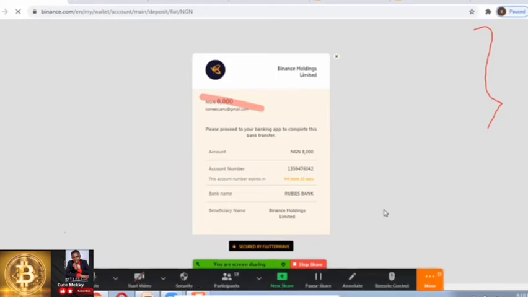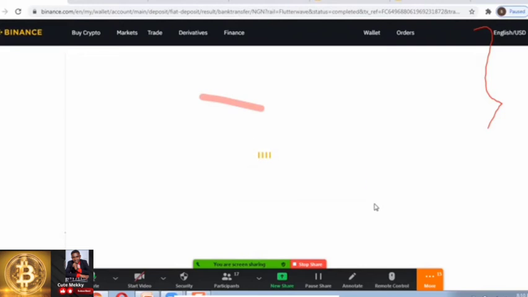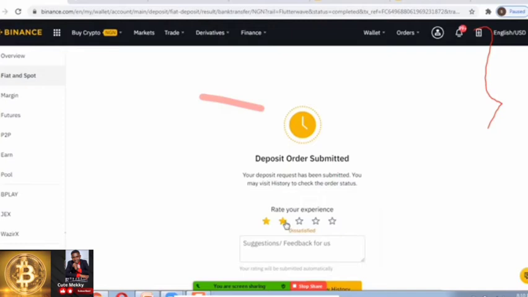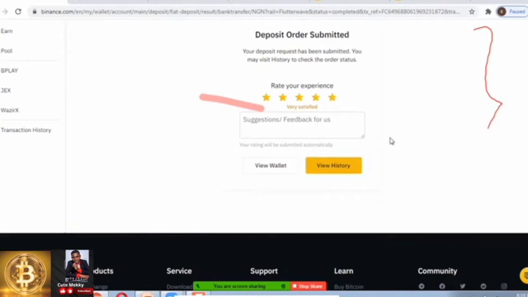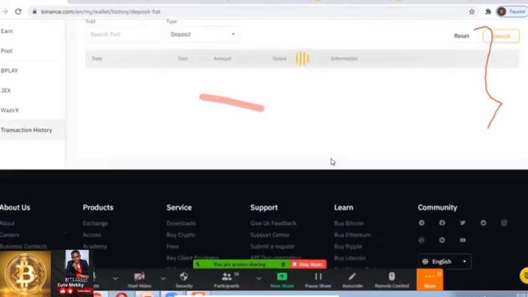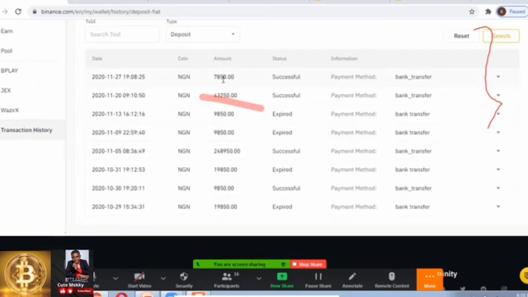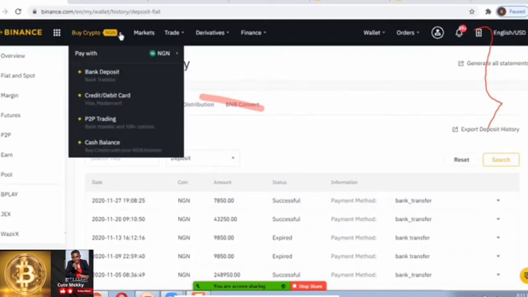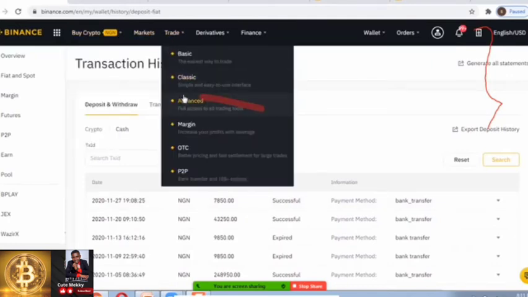I can now convert my deposit, which is Naira now, to BTC. As you can see, it has reflected already. So let me give them a good review. Okay, as you can see here, 7,850 successful. I have successfully deposited my Naira into my account. So what do you do with the Naira? You go back to your trades, go to advanced.